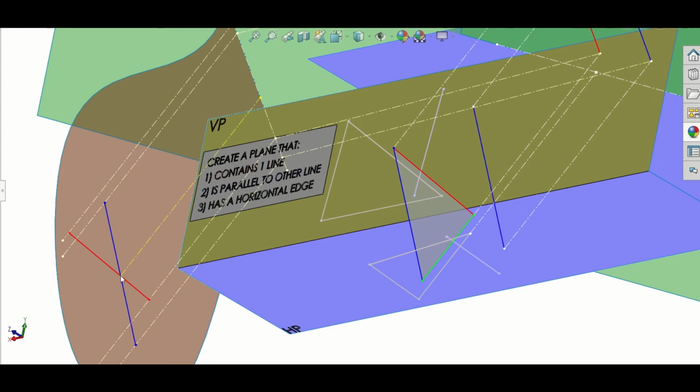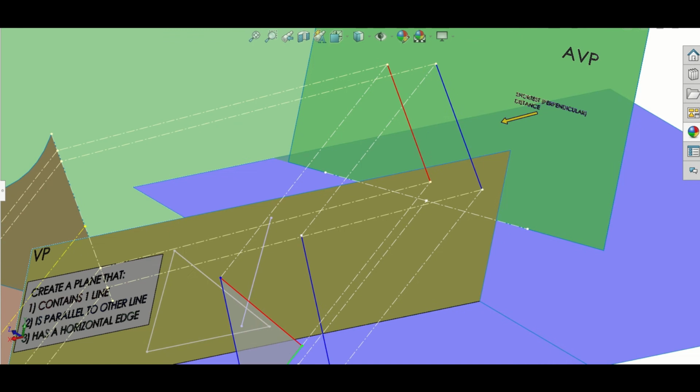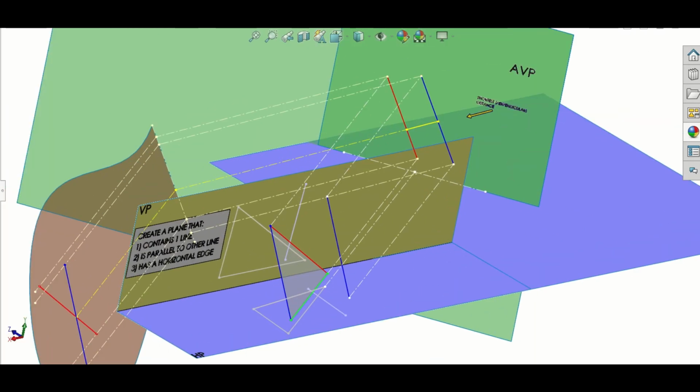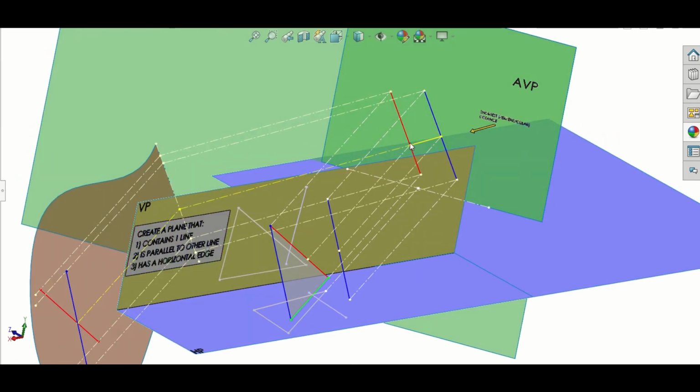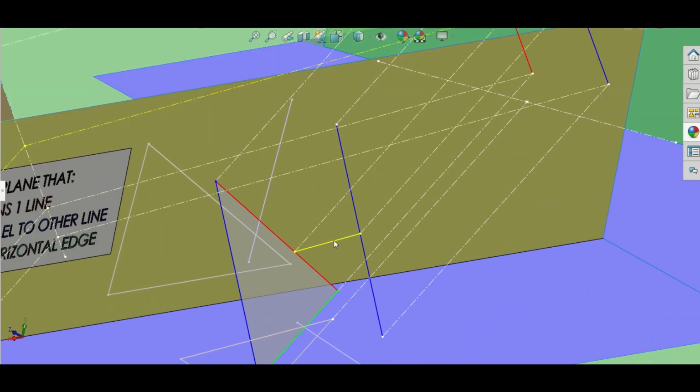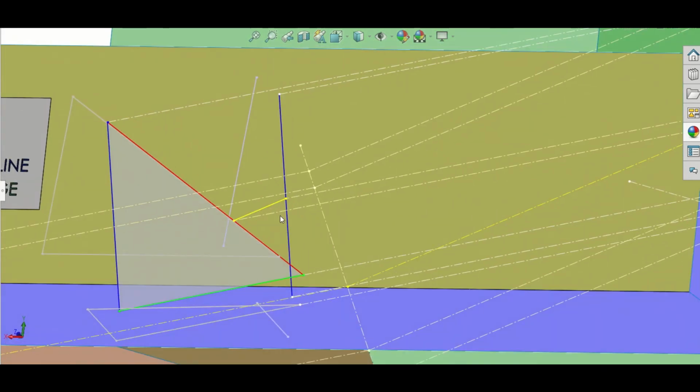So what do we do? We take it, we bring it back up through our views. We project it up to our first auxiliary here, and this line in yellow is the shortest distance between the two lines. How do I bring it down here? Well, watch it on SolidWorks. Projected from the point on the red line and the point on the blue line. And there we go. Shortest distance between the two lines found.